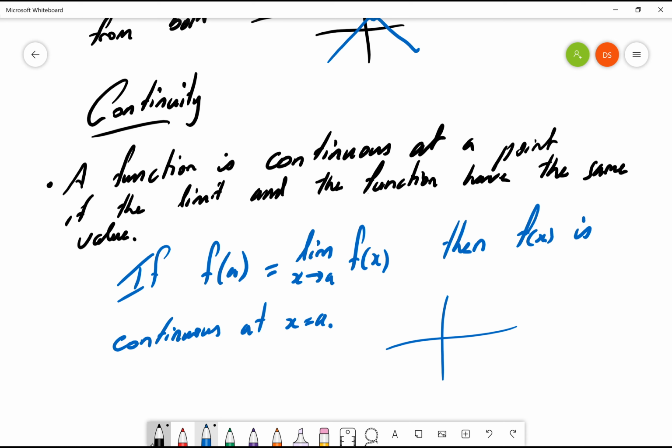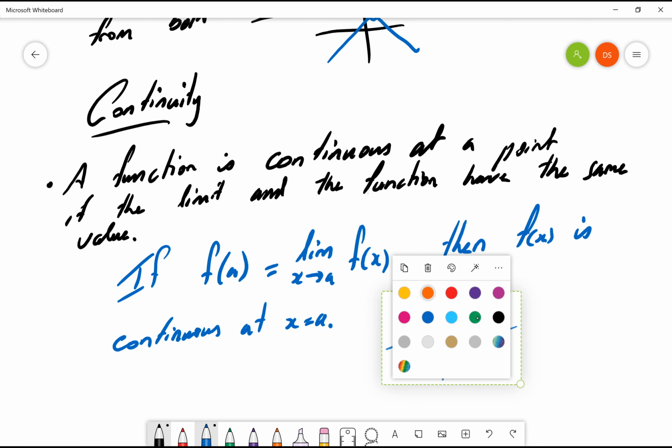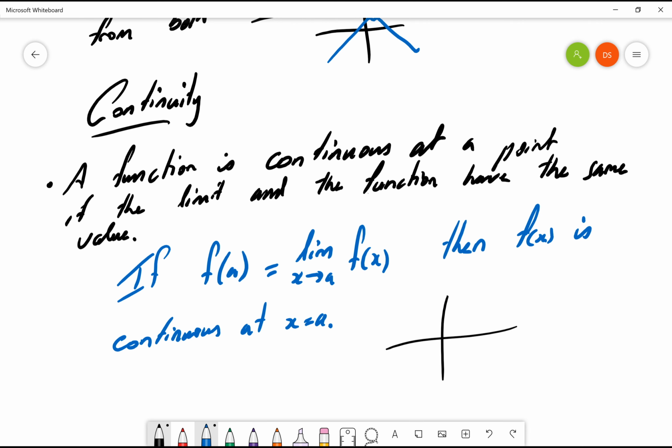Oops, that was the wrong color. So this is continuous, right? And the limit is defined for all of those points, and it's kind of nice. But if I stuck a hole in it, now it becomes discontinuous at that point, right?